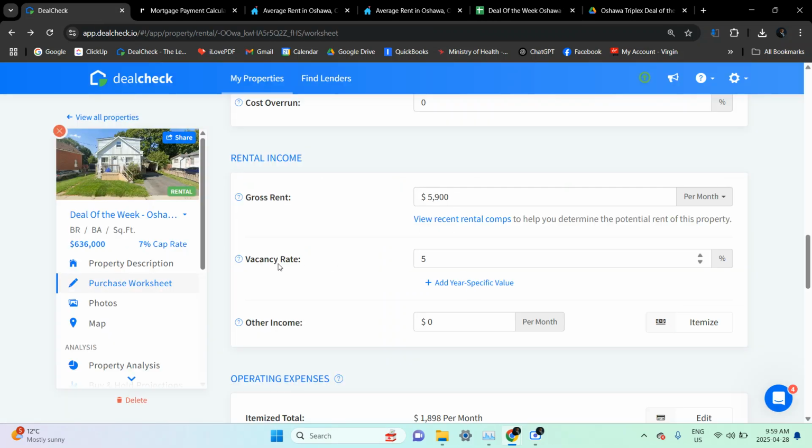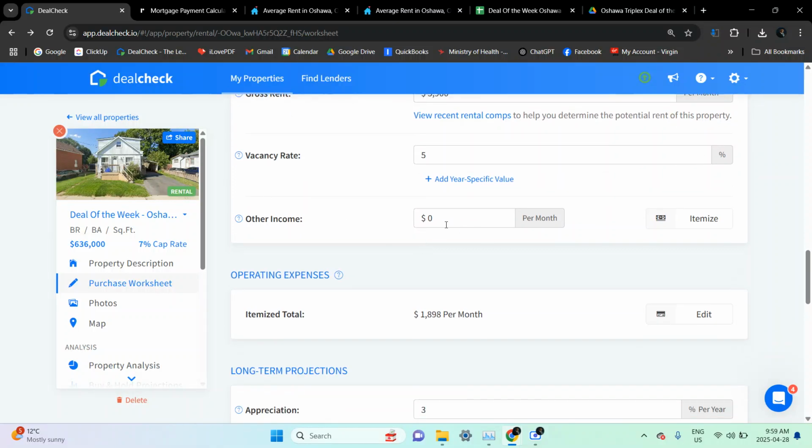Throw that in there. For the vacancy rate, I'm going to use 5%. I like using 5% because I know Single Key can guarantee my rental income for that amount. And Oshawa's vacancy rate is a little bit lower than that, around 3 to 5% anyway. So that's a strong number I feel comfortable with. No additional income really seen on this property here, so I'll leave that blank.